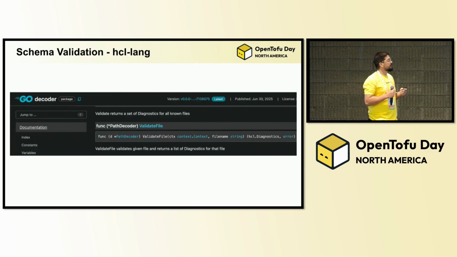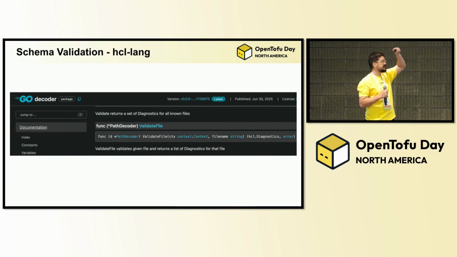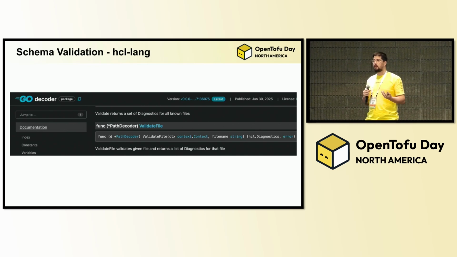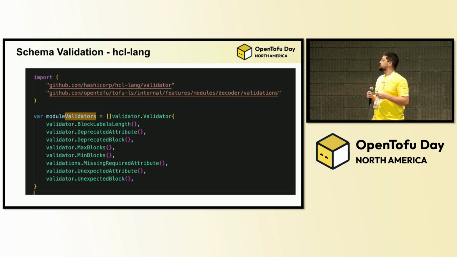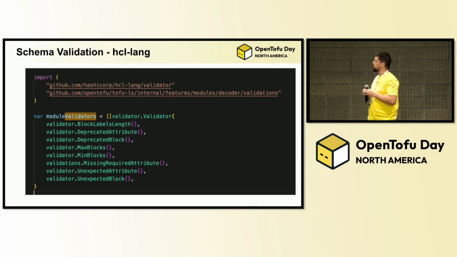For checking that, we call another function from hcl-lang called validate file. Instead of passing the position, you pass the file name, because in this case we are looking to validate a file and see if there is any problem with it. This is similar to what OpenTofu does when it's visiting the generated graph, when you are running plan or apply. And we use something from hcl-lang as well called validator.